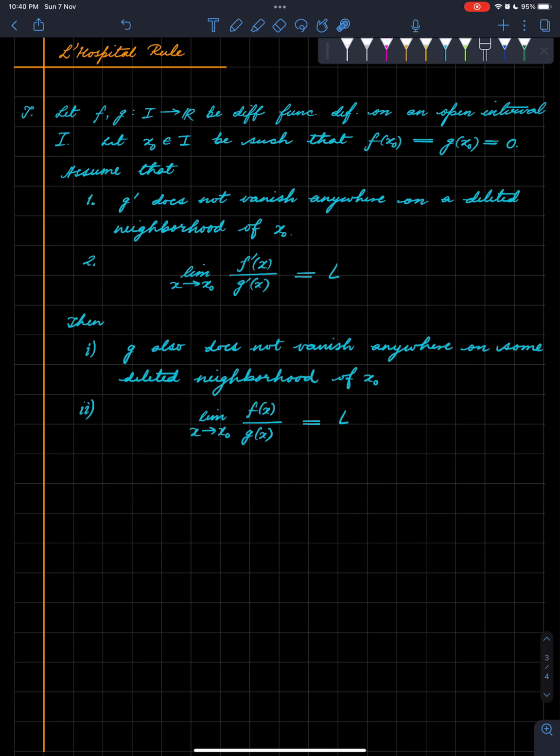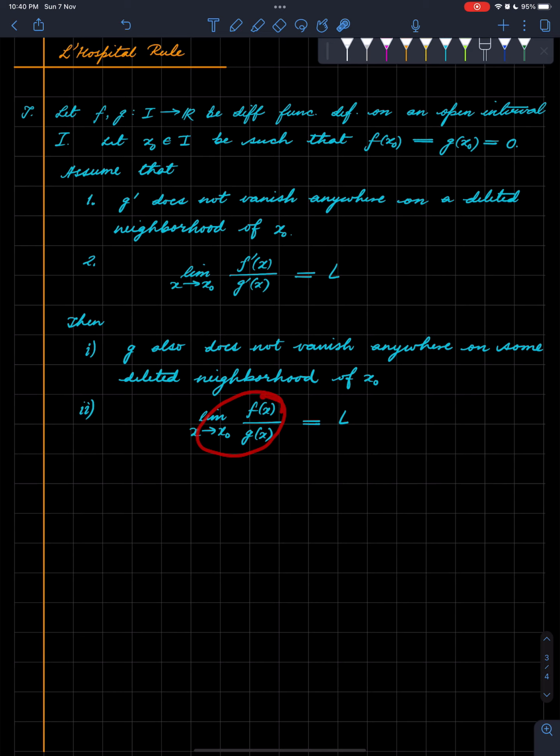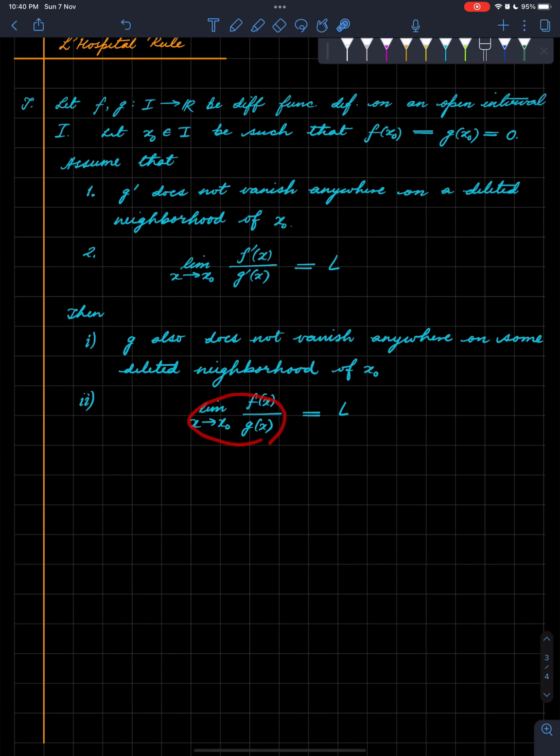So let me say a few words about what this theorem is trying to say. Suppose you have a 0 by 0 form. Because of these two things, you have a 0 by 0 form, and you want to find this limit. So what you can do is, under some technical assumptions, rather than finding this limit, you can find this limit and just report that as your answer, because the theorem says that the two limits are equal. Of course, there's something that you need to check before you can even say that.